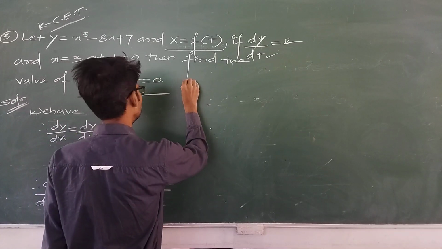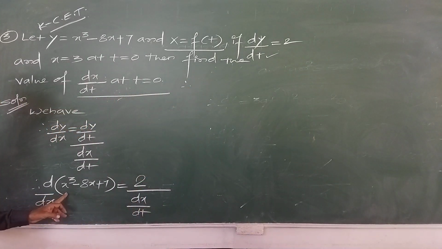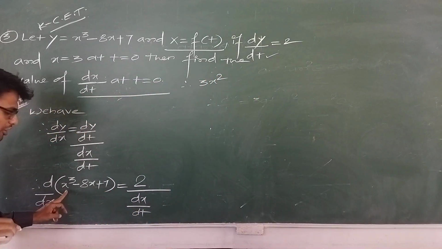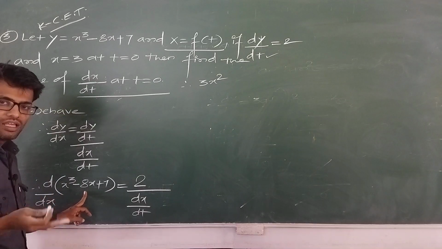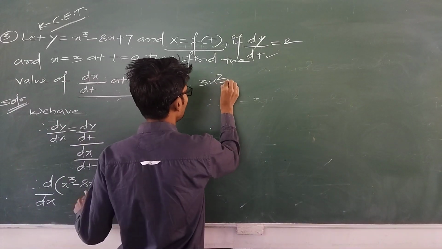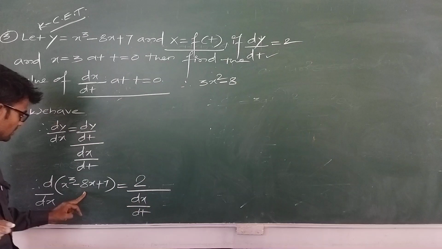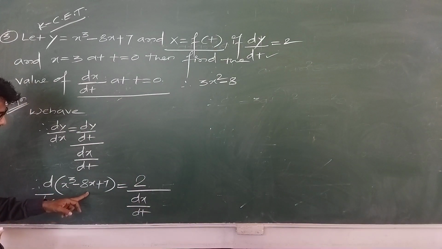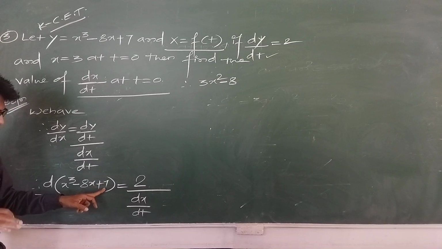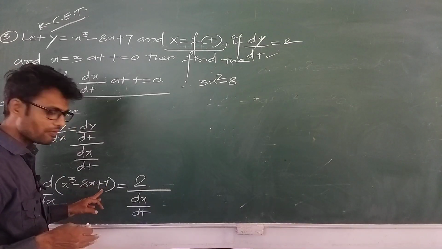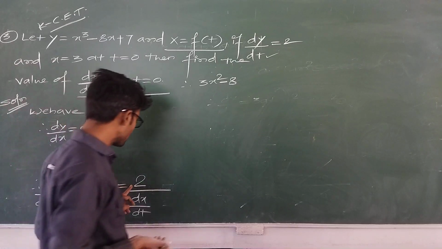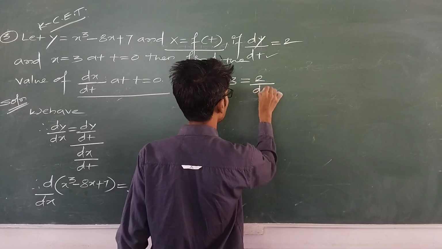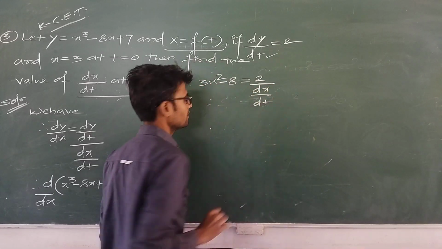So therefore I will write the derivative of x cube. The derivative of x cube is 3x square, minus the derivative of 8x. The derivative of 8x is 8. So 3x square minus 8 plus the derivative of 7. The derivative of constant 7 is 0, and this is equal to 2 divided by dx by dt, you write dx by dt.